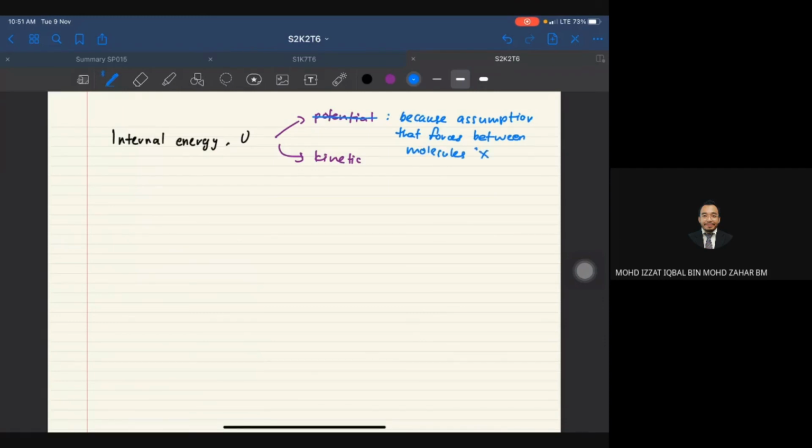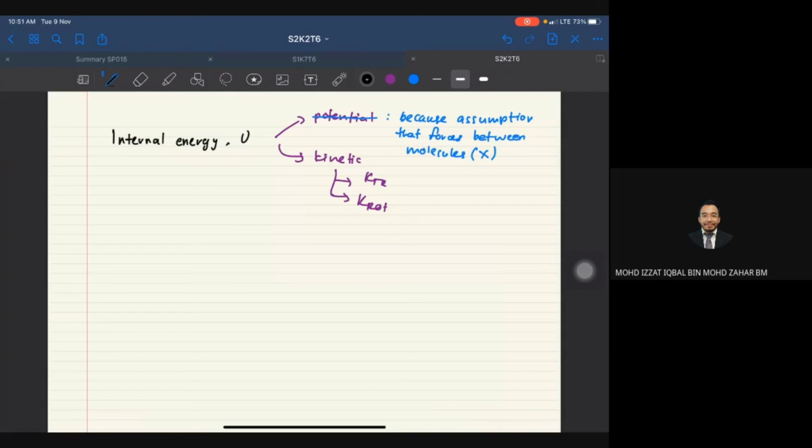Saya tak tulis dah complete, tapi ini maksudnya lah. So we assume that the force between the molecules is negligible. So that's why the potential energy is negligible. So here we don't have the potential energy. Okay, we only consider kinetic. And as you guys know, the kinetic just now we consider for translational and rotational.